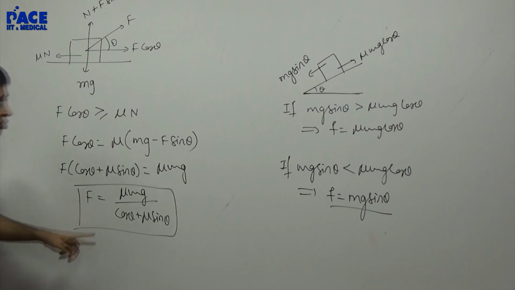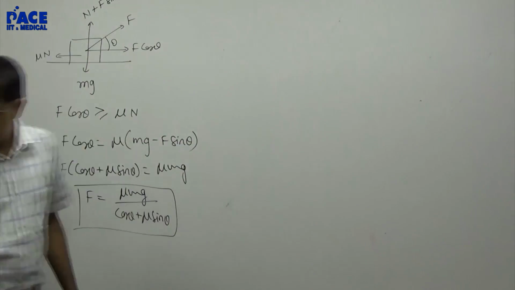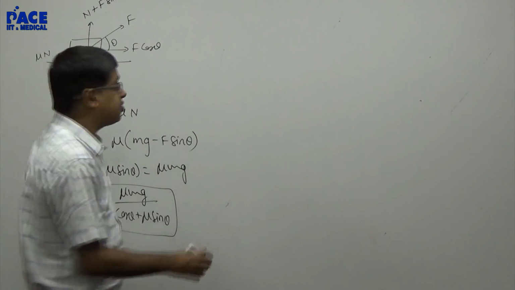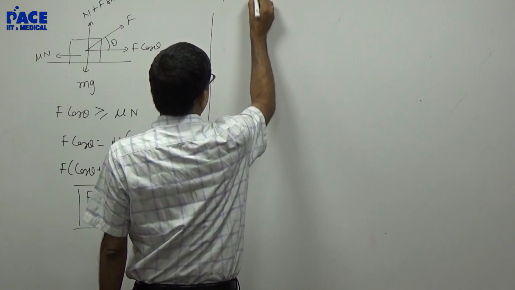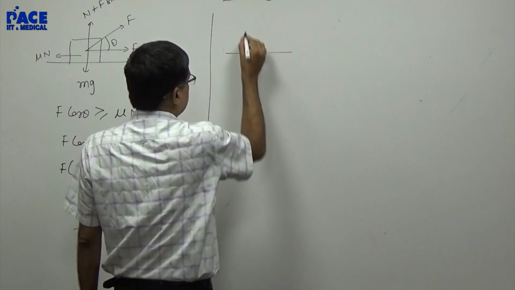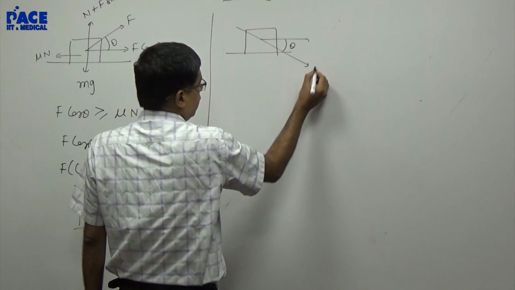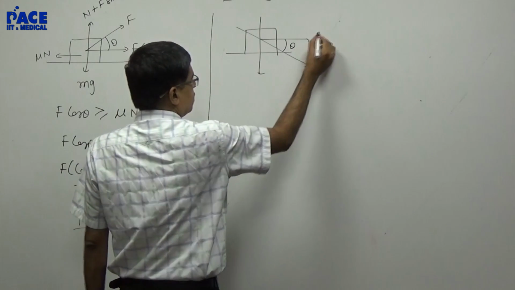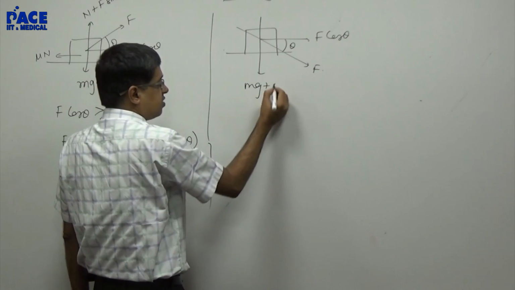This is the force I should apply for the body to be pulled. Suppose I want to push at the same angle theta. Pushing the body, if this is F, this will be F, and the normal force becomes mg plus F sin theta.